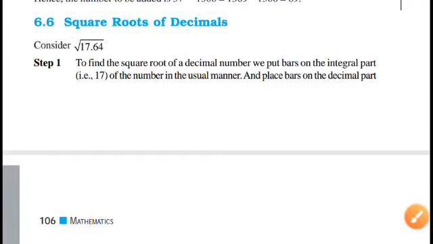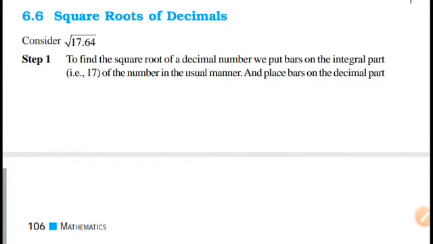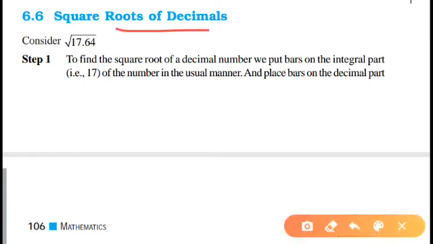Hi everyone, in this video we are going to discuss how to find the square root of decimal numbers. We have a decimal number over here, and we will discuss how to find its square root using the long division method. The first thing is how to pair these numbers, how to pair the decimal part along with the non-decimal part.